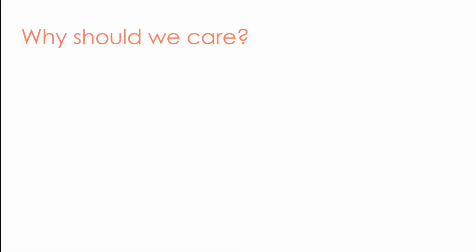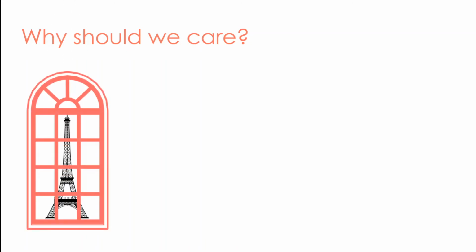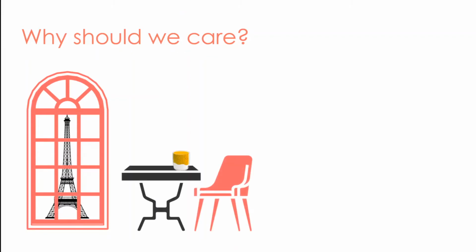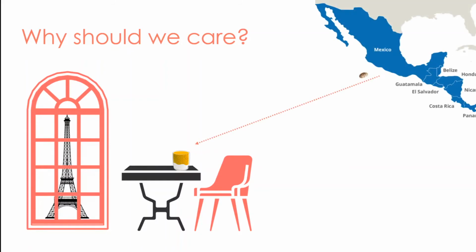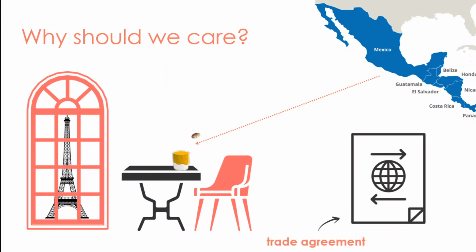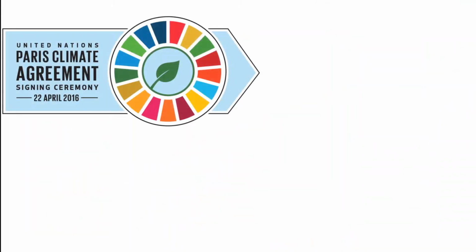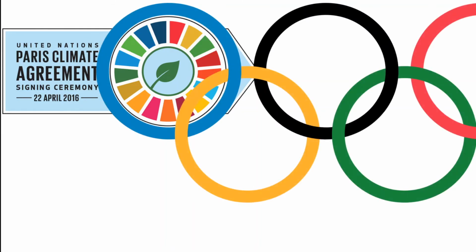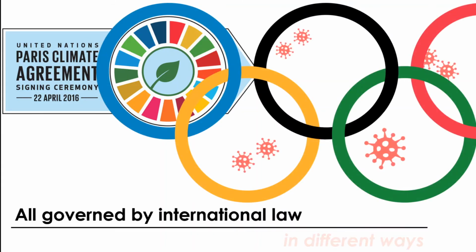But why should we even care about it? Well, because it directly affects our lives. Let's say you wake up in the morning somewhere in Paris and you want to have your chia seed pudding for breakfast. And the whole travel of chia seeds from Central America to Europe is governed by international law through international trade agreements, agreements on taxes, and so on. Actually, the things that we can see on the news, the signing of climate agreements, the Olympic Games, closing borders due to the outbreak of virus, all these things are governed by international law in that or another way.